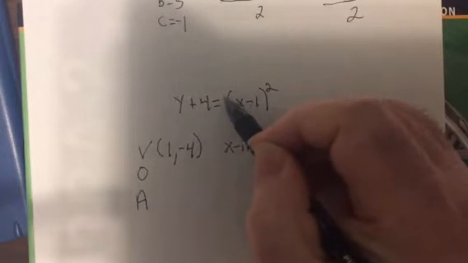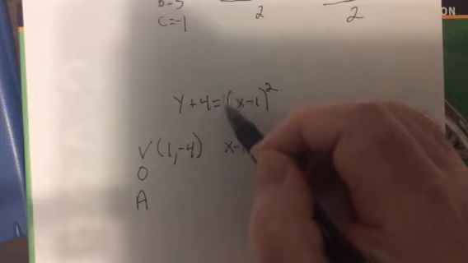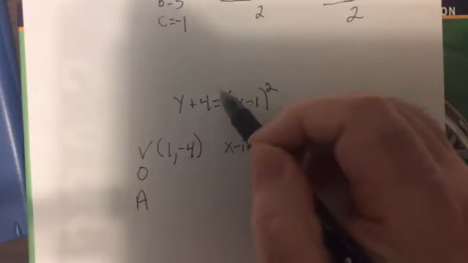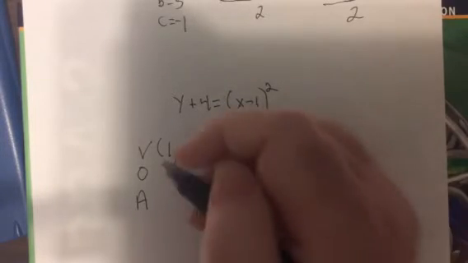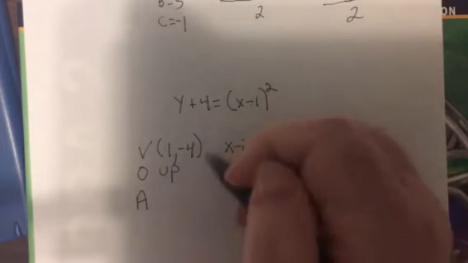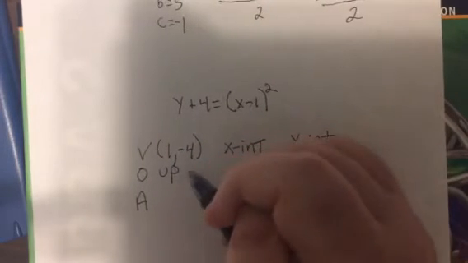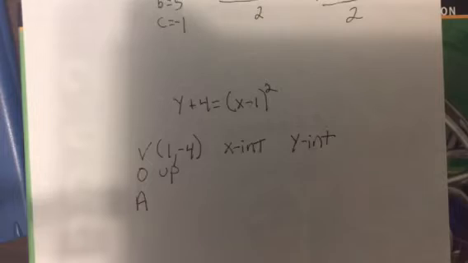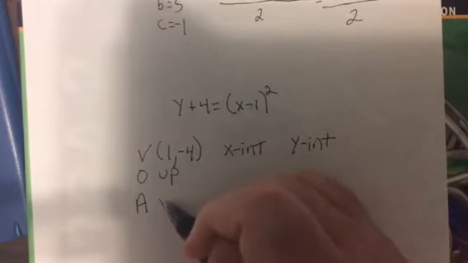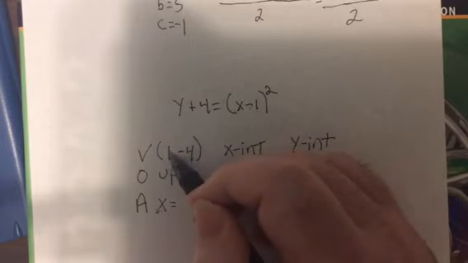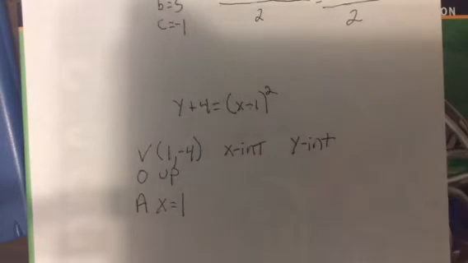You look at this number to see how it opens. This is positive 1. If it's not shown, it's assumed to be 1. So it opens up. And the axis of symmetry for a parabola that opens up or down, whenever x is being squared, it's up or down. It's always x equals the x number of the vertex.